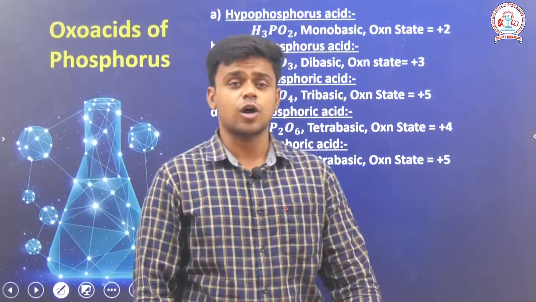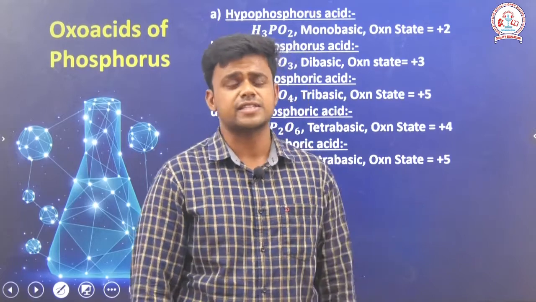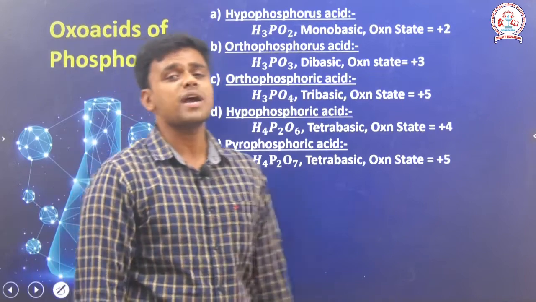Then the structure of oxoacids of phosphorus. The structure of oxoacids of phosphorus is quite easy, very easy. See, the very first is hypophosphorus acid. It is a monobasic acid.